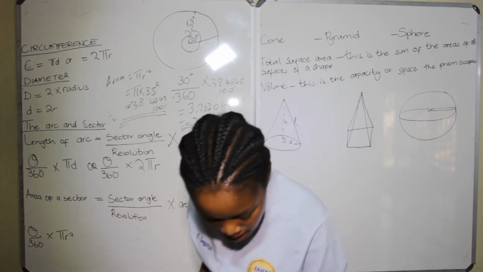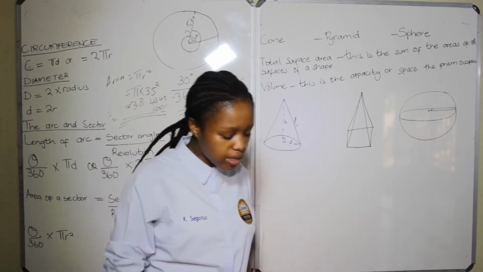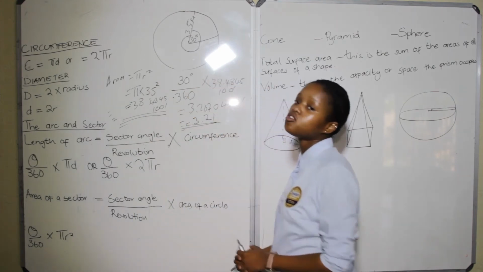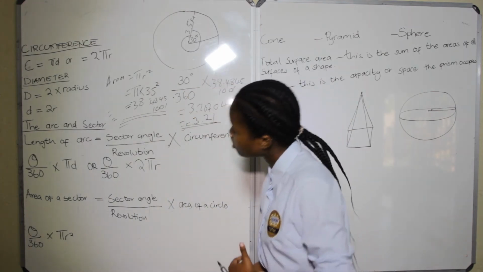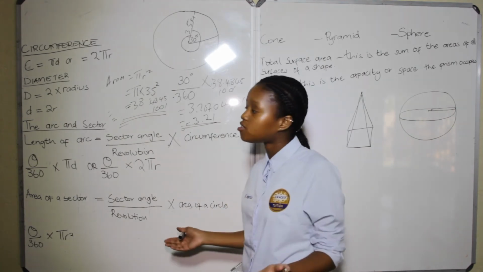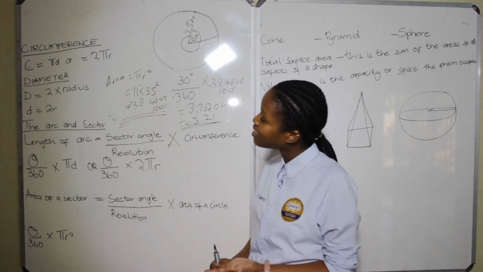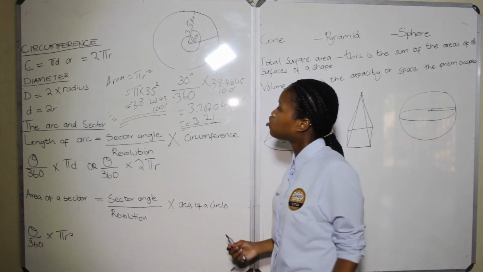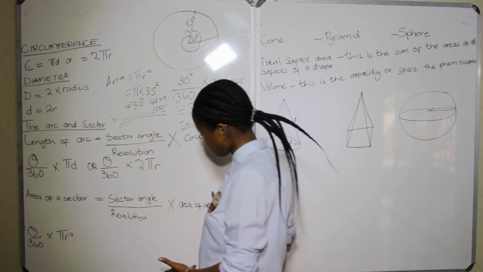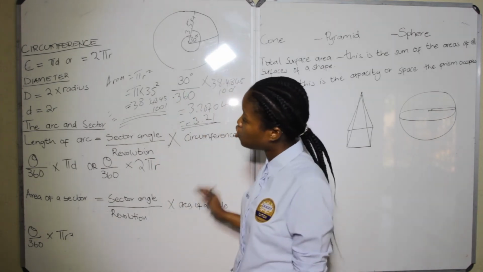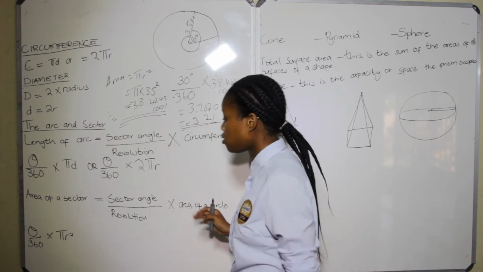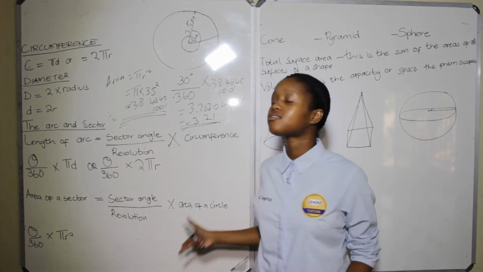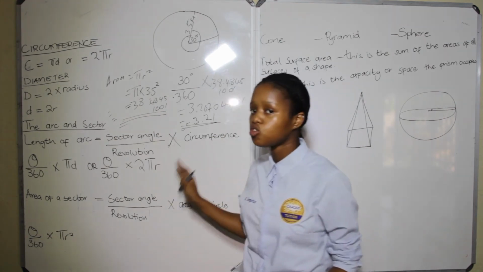So now we have talked about all the questions that can be asked in your circle. You can be asked to calculate the circumference of a circle. You can be asked to calculate the diameter of a circle. You can be asked to calculate the arc and the sector, which is the length of an arc and the area of a sector. So these are a lot of formulas that you should know by heart. You should know them, because they're not provided on your paper. So please study these formulas and know them.